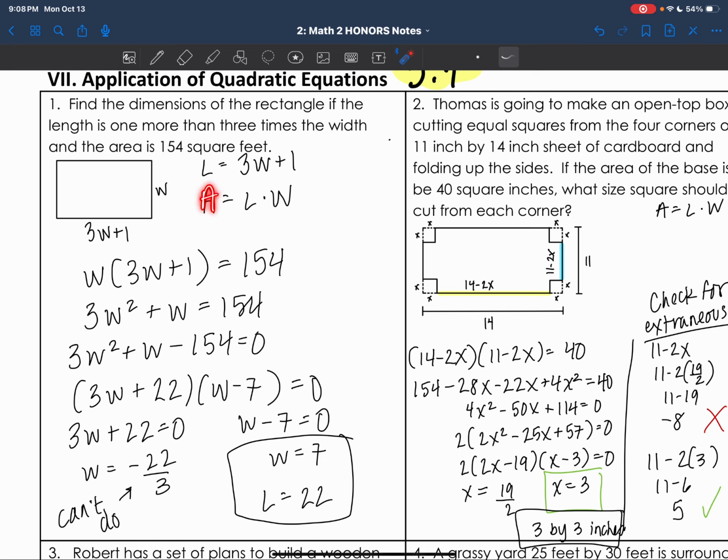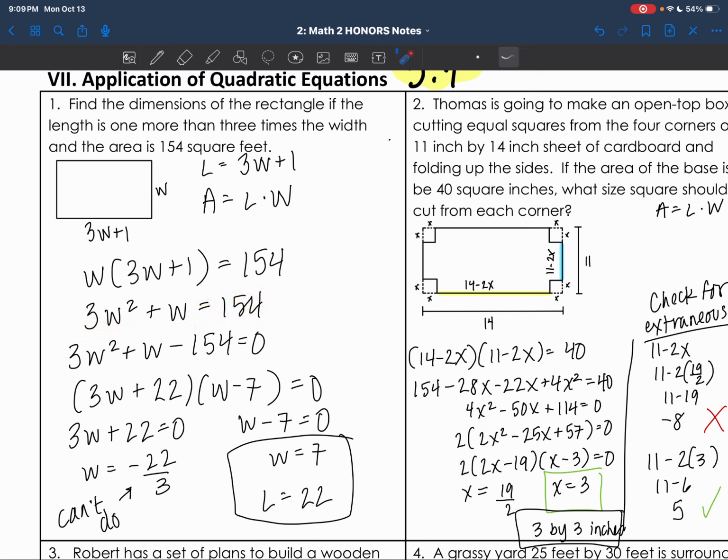Well, for a rectangle, area is length times width. So when I draw a diagram, I know that this would be my length and I know this is my width. So don't forget your width on here, and your length, you're going to substitute into that. Alright, so now you're going to have your width times your length, which we said was 3w plus 1, and then you'll get 3w squared plus w equals 154.